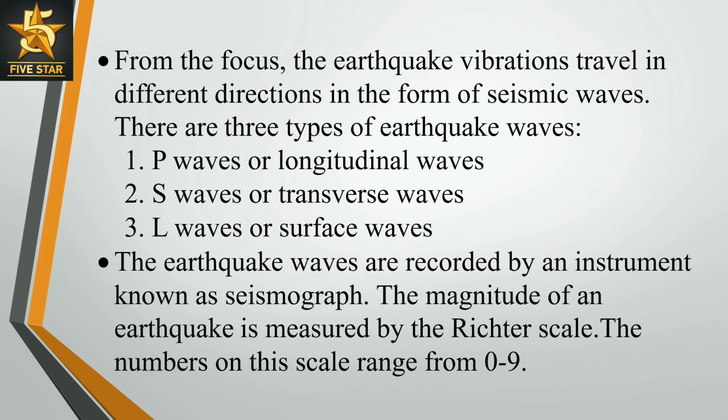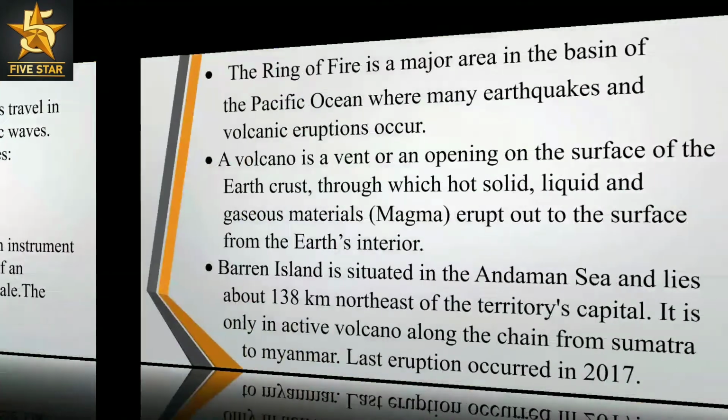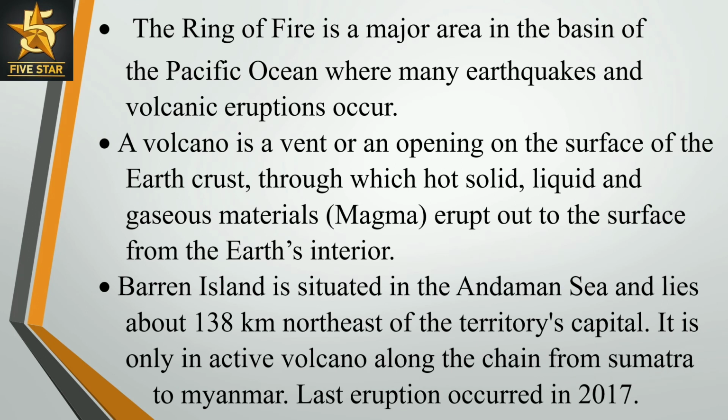The numbers of this scale range from 0 to 9. The Ring of Fire is a major area in the basin of the Pacific Ocean where many earthquakes and volcanic eruptions occur. A volcano is a vent or an opening on the surface of the earth's crust through which hot solid, liquid and gaseous materials or magma erupt out to the surface from the earth's interior.